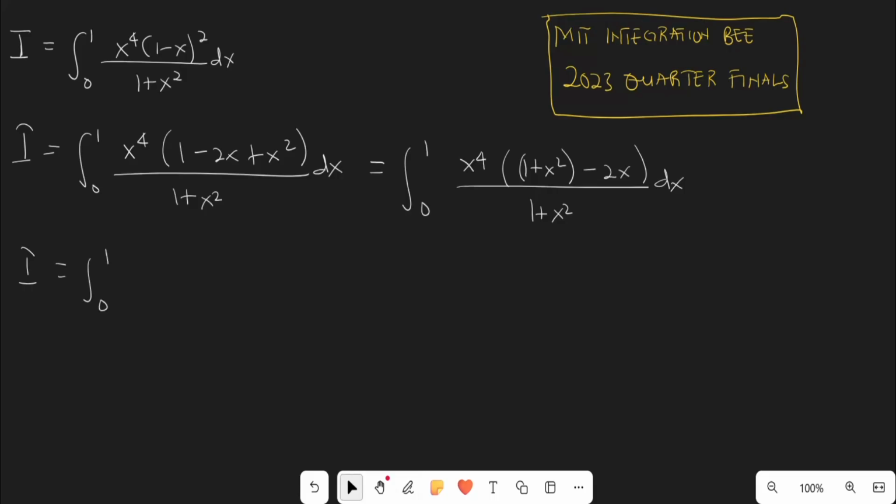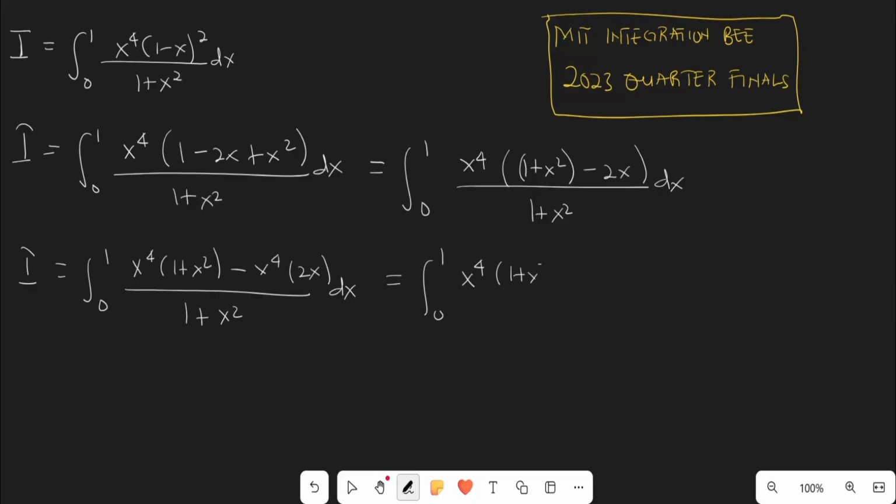I can now split this one into two different integrals. That is x raised to the power 4 multiplied by 1 plus x squared minus x raised to the power 4 times 2x, like this, all divided by 1 plus x squared dx. Okay, so we have the integral from 0 to 1 of x raised to the power 4 times 1 plus x squared all over 1 plus x squared dx minus the integral from 0 to 1 of x raised to the power 4 times 2x, all over 1 plus x squared dx.